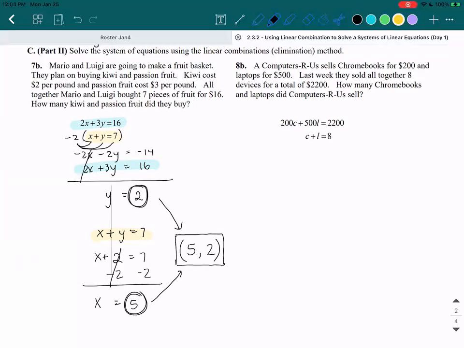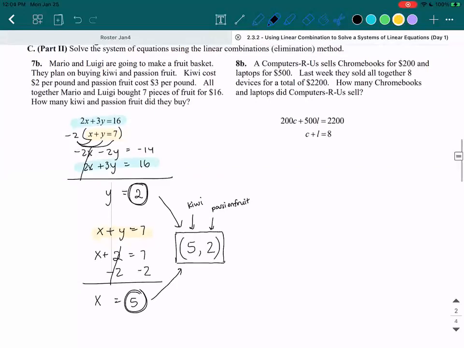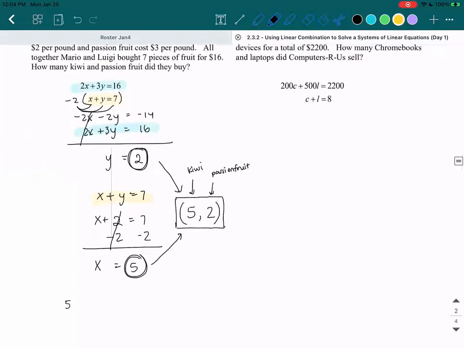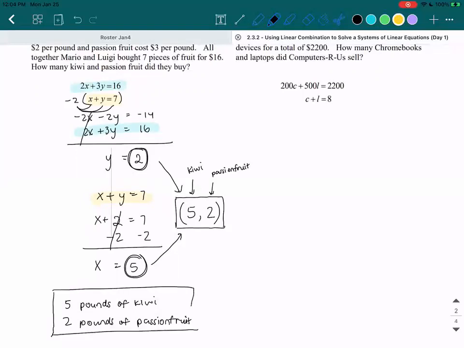And so, what does this even mean? Well, remember, x was supposed to be kiwis, and y was supposed to be passion fruit. So then to answer the question, how many kiwi and passion fruit did they buy? Well, we said x was pounds of kiwi, so 5 pounds of kiwi and 2 pounds of passion fruit. Okay, so this would be the answer in context. So that's what your 5 and 2 mean. 5 pounds of kiwi, 2 pounds of passion fruit.